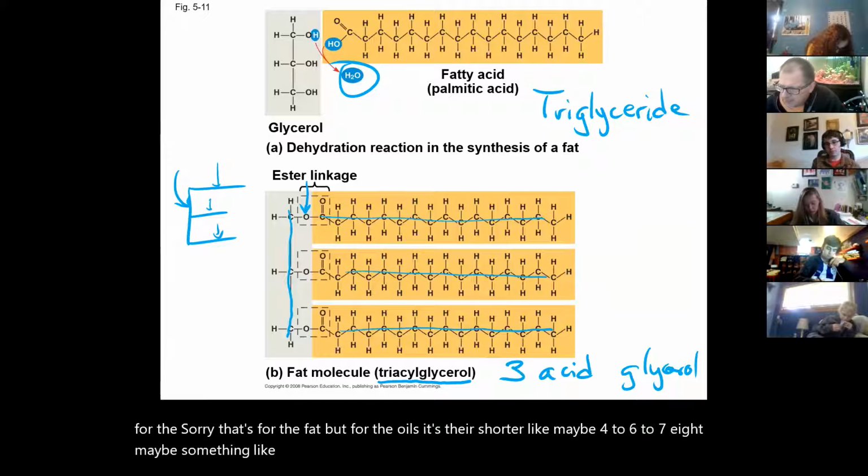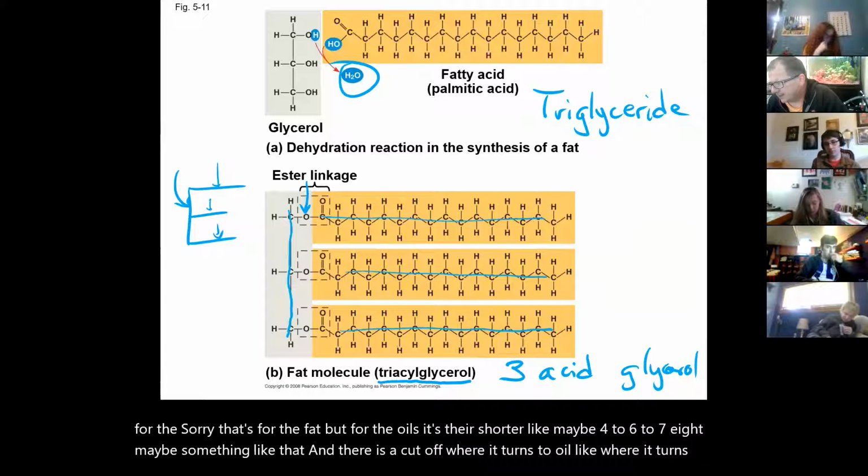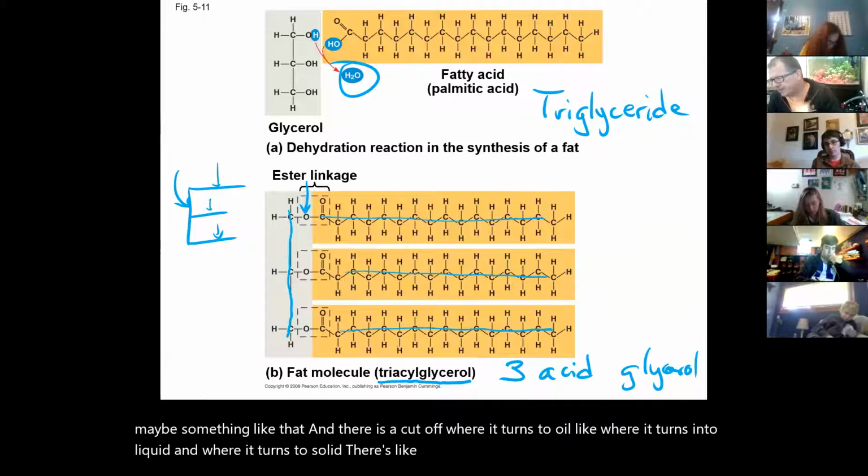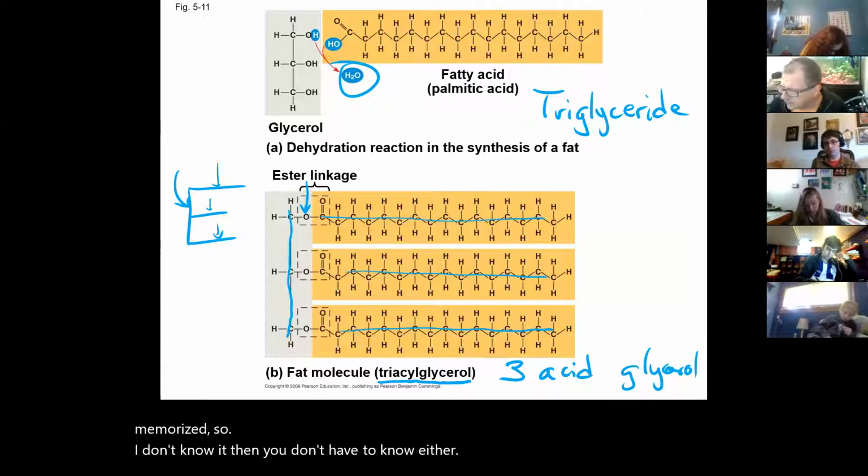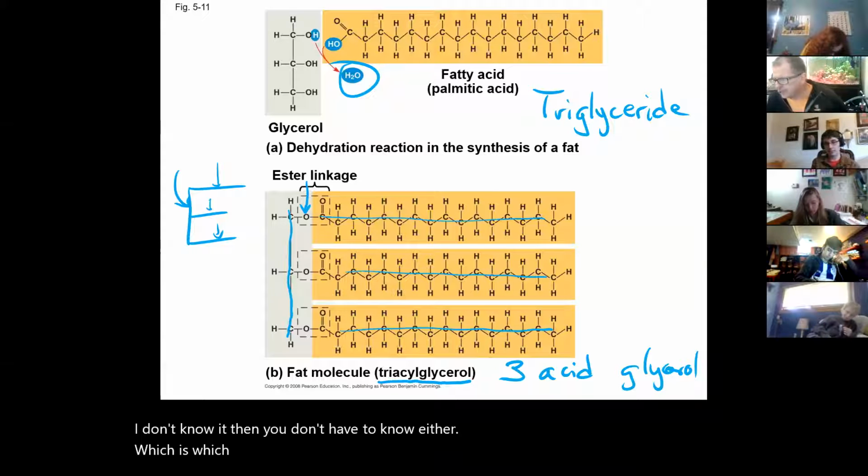And there's a cutoff where it turns to oil, where it turns to liquid and where it turns to solid. That's known, but I just don't have that memorized. So if I don't know it, then you don't have to know it either, which is kind of a cheap statement, but it is what it is.